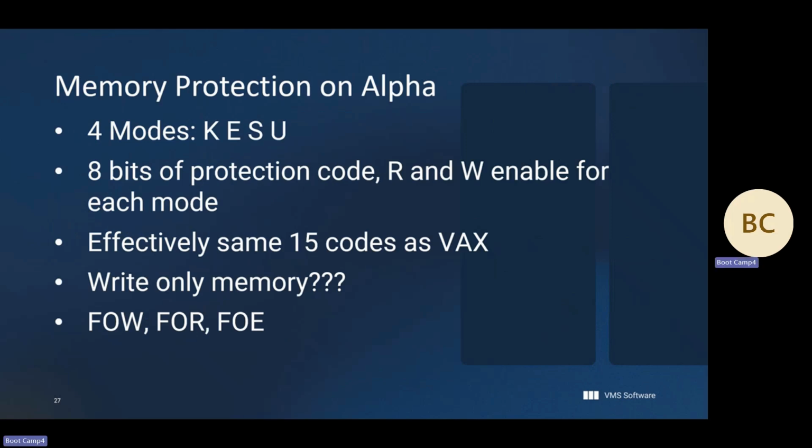Memory protection on Alpha. We still had 4 modes. We had 8 bits of protection code. Read and write enable for each mode was independently enabled. So we could effectively generate the same 15 codes as VAX, but you could also generate write-only memory, at least in the PTE. I have never seen it used. I have never heard of it being used, but it's clearly there in the hardware.